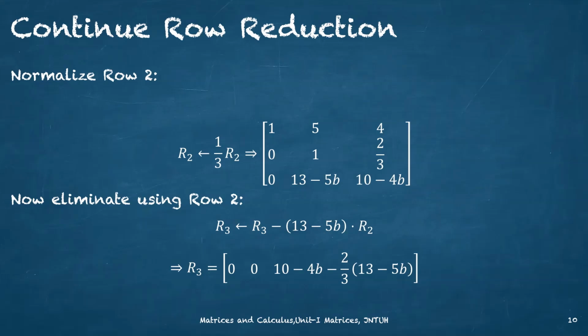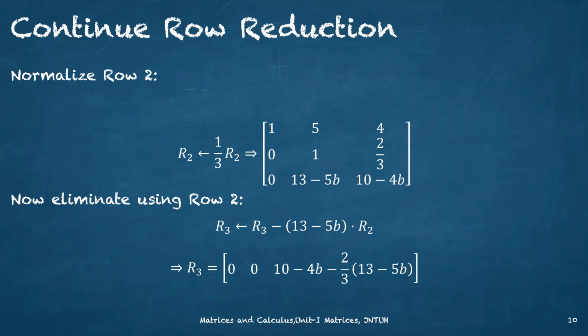Continue row reduction. Let's continue simplifying the matrix to find the correct value of B. First, we normalize row 2 by dividing it by 3. That means we replace row 2 with 1/3 of itself. After this step, row 2 becomes 0, 1, 2/3, while the other rows stay the same. Now we use this new row 2 to eliminate the second element in row 3. To do that, we replace row 3 with row 3 minus (13 minus 5B) times row 2. This eliminates the second entry in row 3.